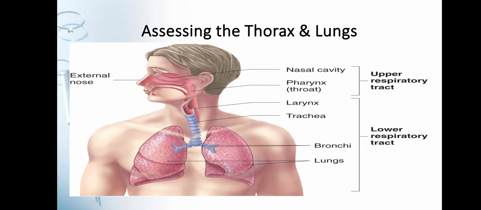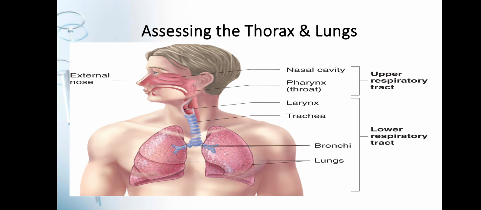So for today's video, we will continue our discussion for the review of system. So dito sa session na ito, we will discuss the two systems, the respiratory system and your cardiovascular system. So previous na topic natin is the assessing the HEENT or the head, eyes, ears, nose, mouth, and throat. So ngayon naman is doon tayo mapunta sa ating lungs and thorax.